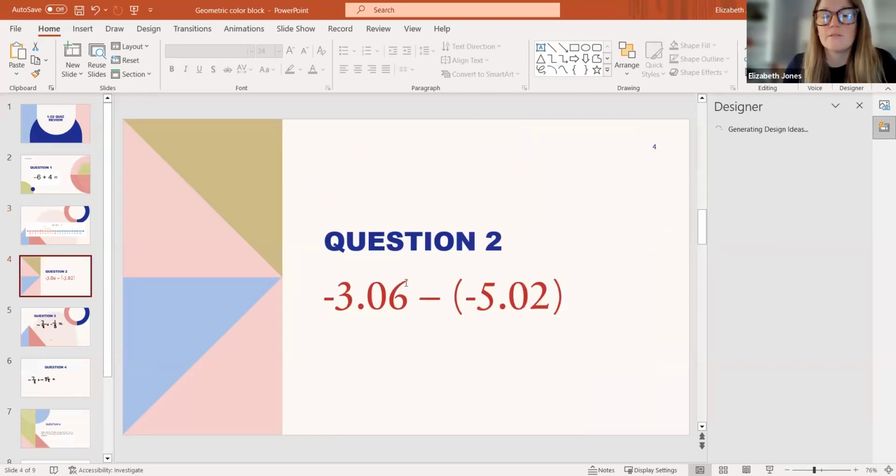Taking a look at adding and subtracting with decimals is so much fun because it's the same as when we add and subtract with our whole numbers. So the same rules are still going to apply.